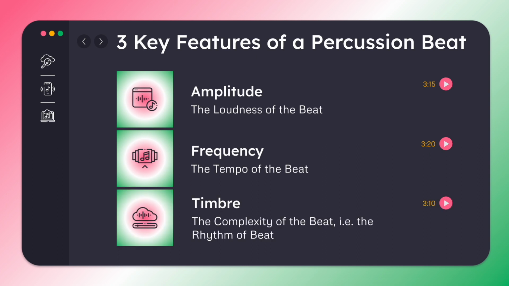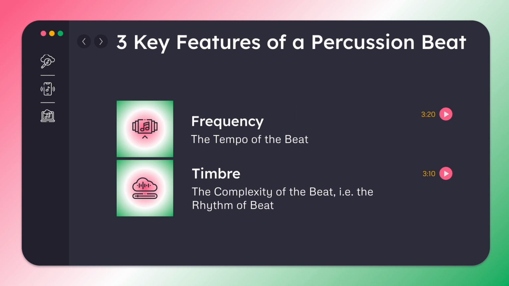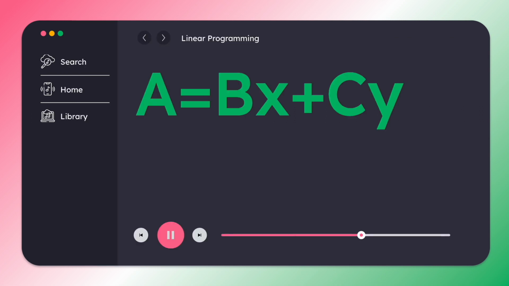Since the application does not take in any auditory input, but rather the tapping of the 2 circular buttons, we will not consider amplitude and only focus on the tempo and the rhythm of the percussion beat for the algorithm. The comparison algorithm comprises of linear programming, which follows the following format.